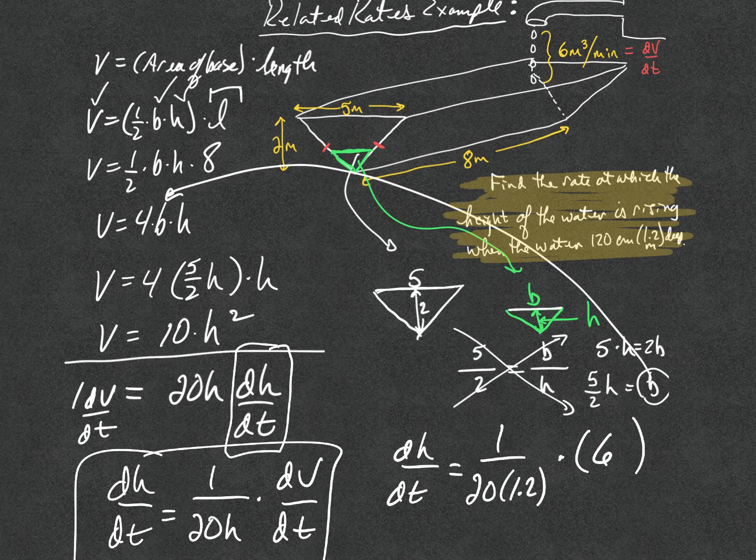Okay? And so it's just a matter of punching that out. All right, so 1 divided by 20 times 1.2 times 6. And I'm not positive, I should double check that, but I think that's 0.625 meters per minute. And so the final answer would be the height would be increasing at a rate of 0.625 meters per second.